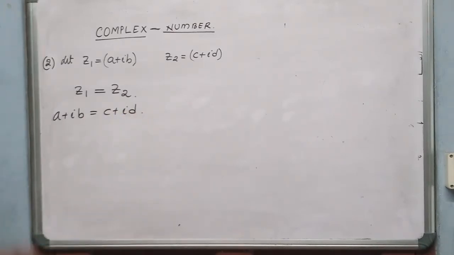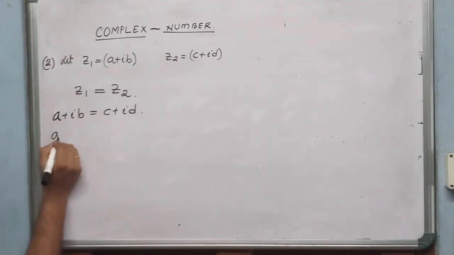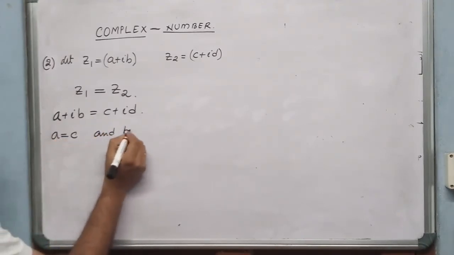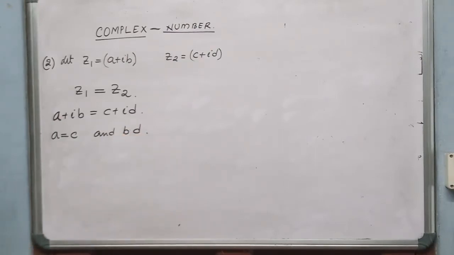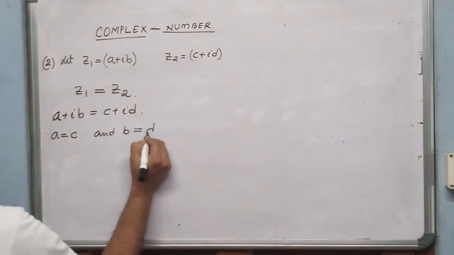Now if the two complex numbers are equal, then we can equate the imaginary and the real quantities. That means over here, a is equal to c and we can write b is equal to d. In case two complex numbers are equal, then the real quantities are equal and the imaginary quantities are equal. b must be equal to d.